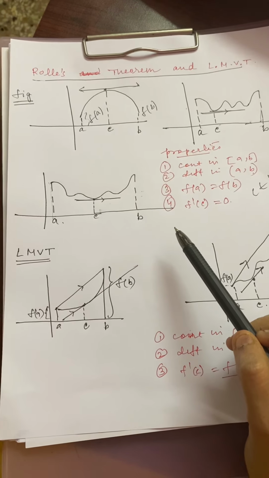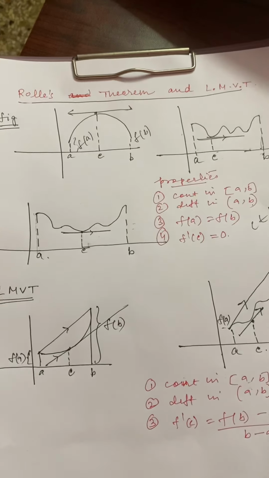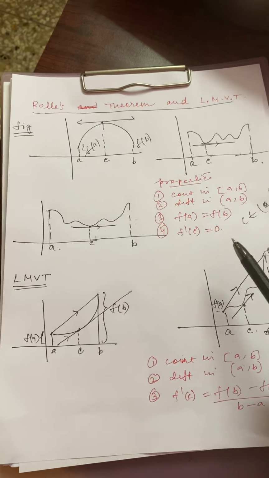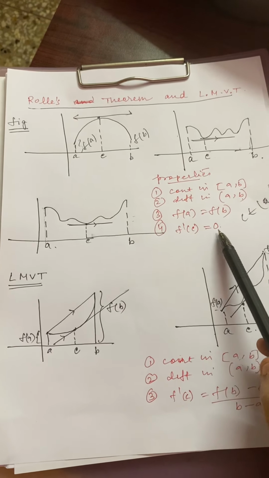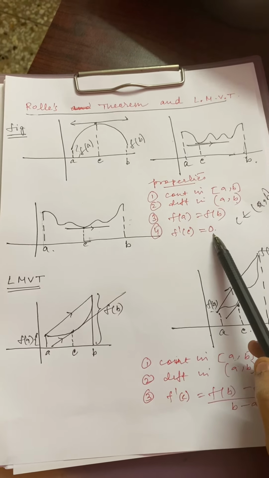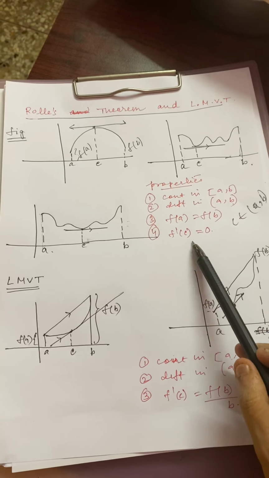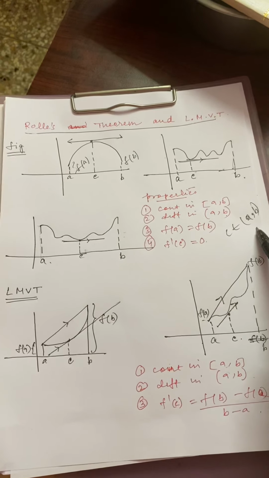Suppose at x equal to c, if I draw a tangent at x equal to c, the tangent must be parallel to the x axis, that is at x equal to c, the slope of the tangent must be 0. Then it is very clear, if I find the value of c, then it must be between a and b. So what are the conditions?